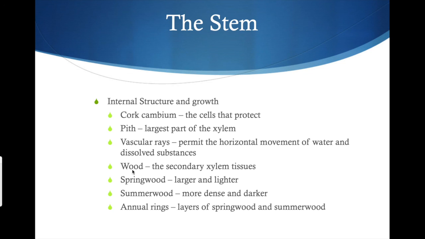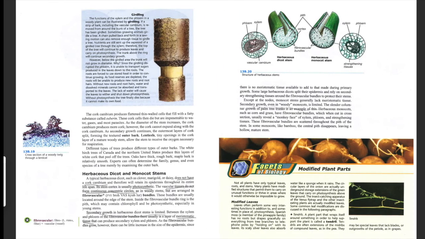Wood is the secondary xylem tissue. Spring wood is the larger and lighter, whereas the summer wood is more dense and darker because of the temperature. Annual rings are layers of spring wood and summer wood, but they could also be layers of hot and cold. So you don't always have 2 layers per year. You could have several layers per year depending on the temperature of that year.